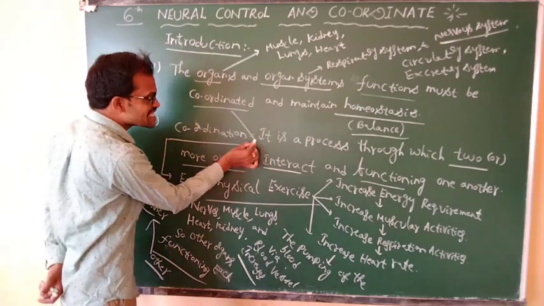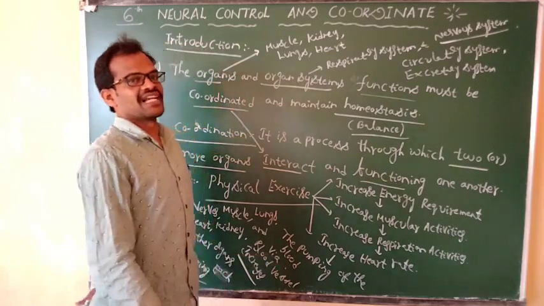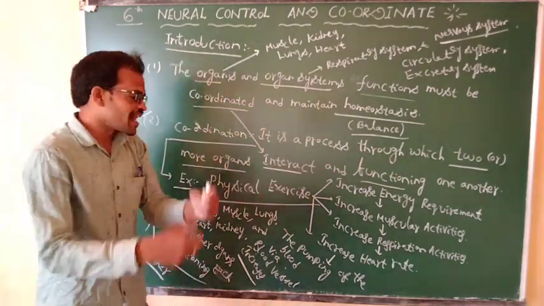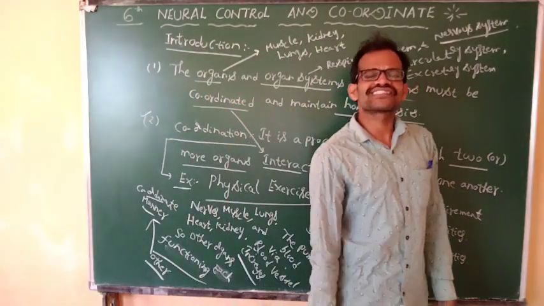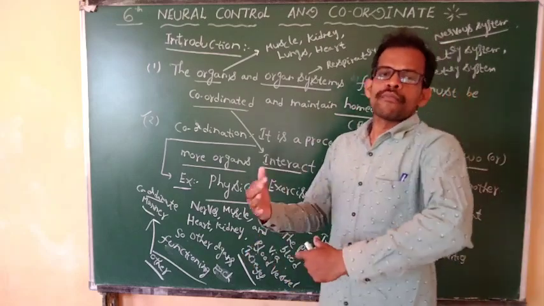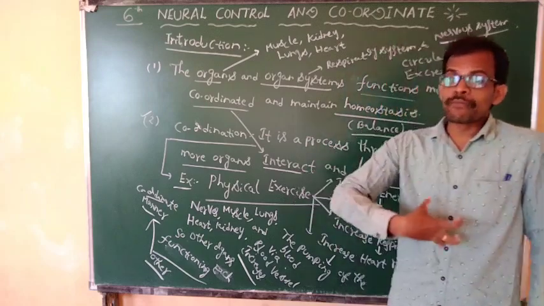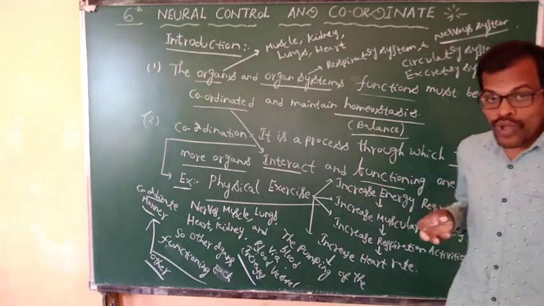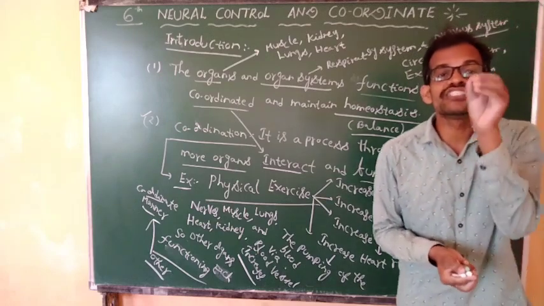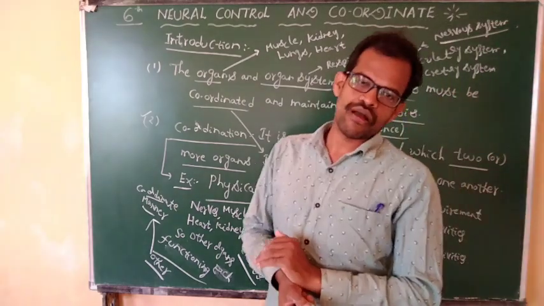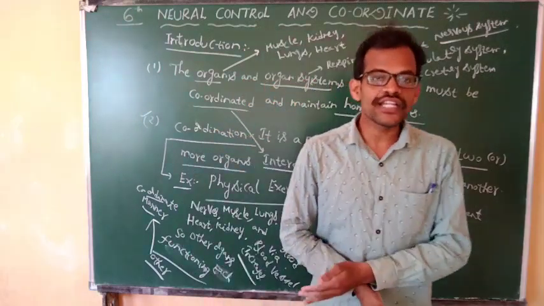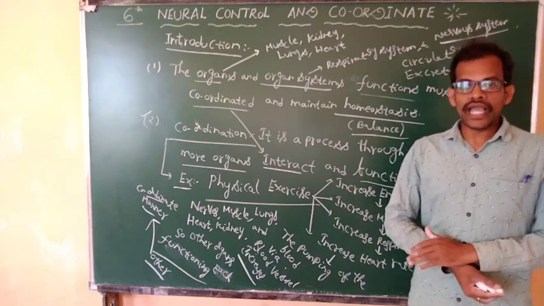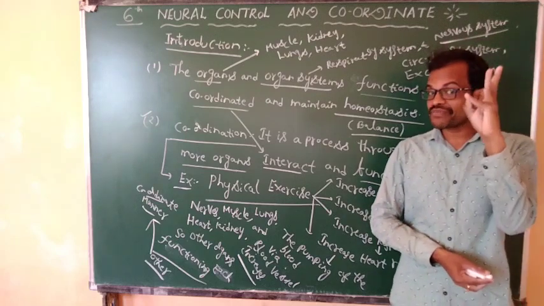Coordinate means to interact with each other and function with one another. It is a process through which two or more organs interact and function with one another. For example, once you are doing any physical exercise, more energy is demanded. Whenever more energy is required, the muscular activity is also more. Whenever the muscular activities are more, the breathing rate also increases. Whenever the breathing rate increases, the heart rate also increases. Whenever the heart rate increases, the blood flow through the blood vessels also increases. Whenever the muscular activities stop, all these activities return to the original position.